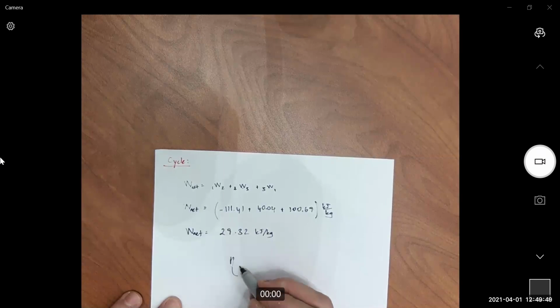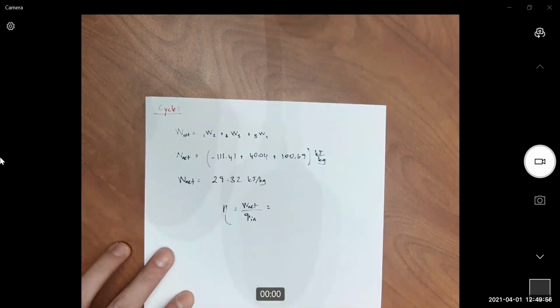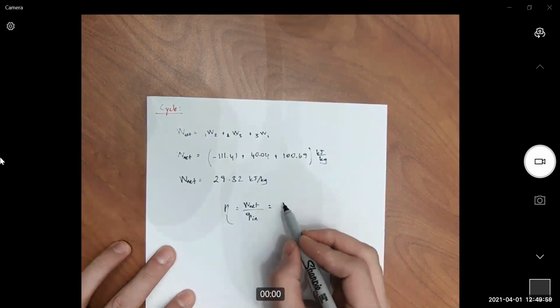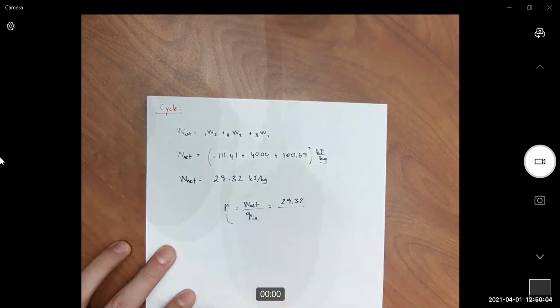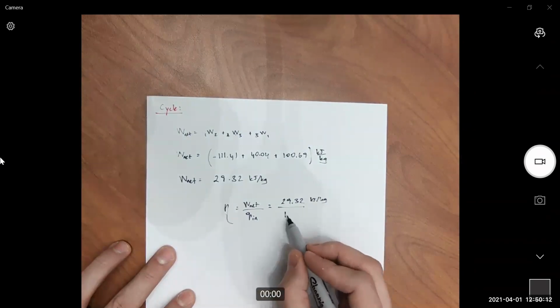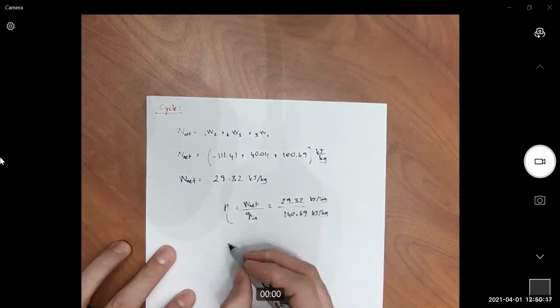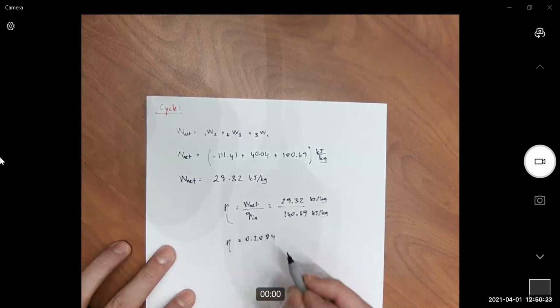And the thermal efficiency of the cycle is the net work over Qn. Net work is 29.32 joules per kilogram, and Qn is 140.69 joules per kilogram. And the thermal efficiency, the power cycle efficiency, is 0.2084, or 20.84%.